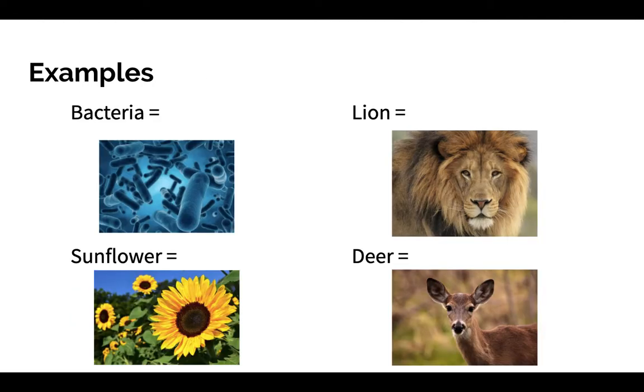Let's do just a quick check-in. Take a moment and look through these different organisms. We have bacteria, a lion, a sunflower, and a deer, and see if you can predict which ones are the producers, the primary consumers, the secondary consumer, and the decomposer.